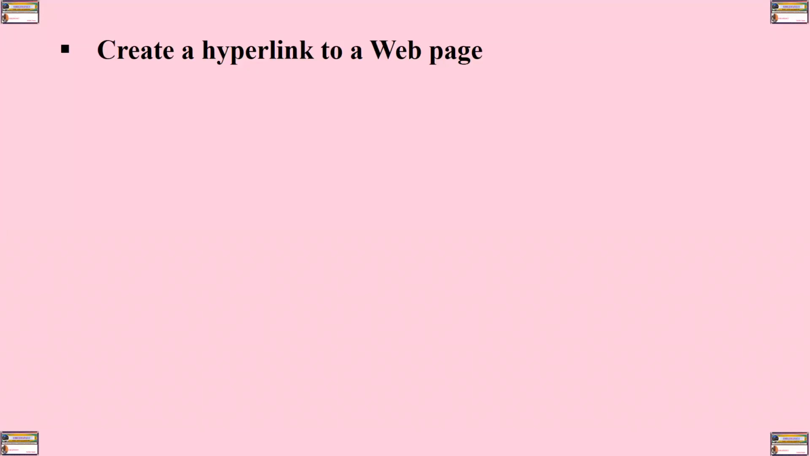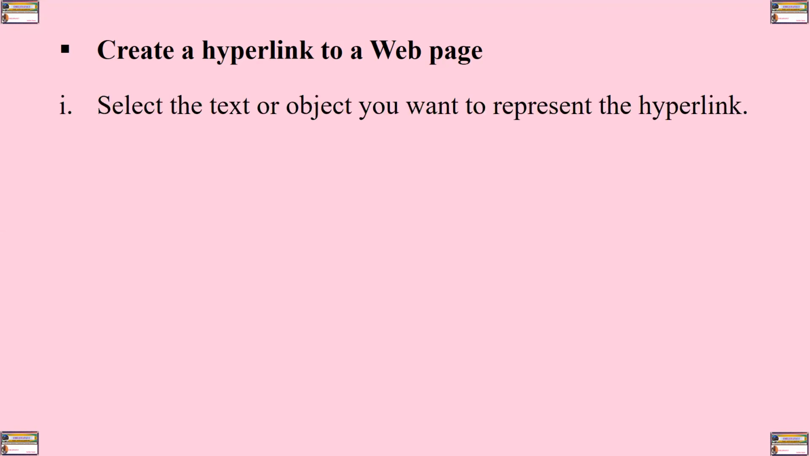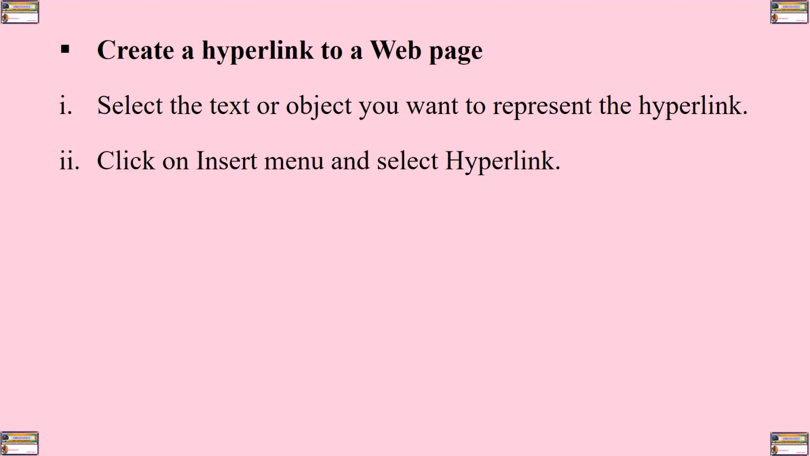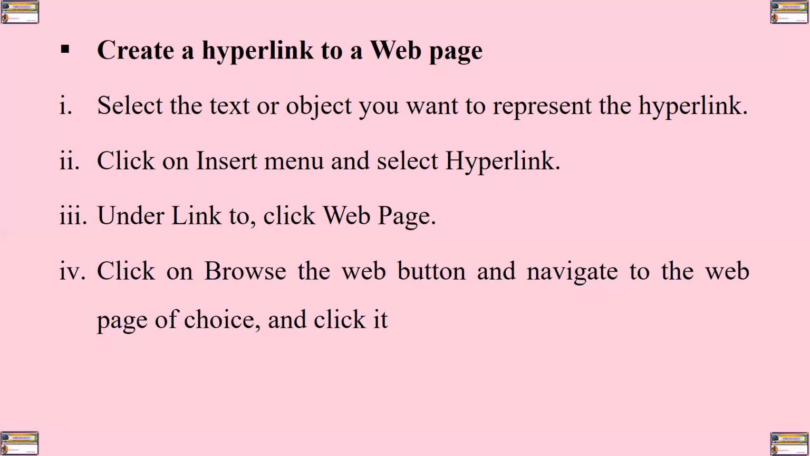You can also create a hyperlink to a web page. How do you create a hyperlink to a web page? You select the text or object you want to represent the hyperlink. Then click on Insert menu and select Hyperlink. Under Link to, you click Web Page. Click on Browse the Web button and navigate to the web page of choice and click it. Then you click OK.